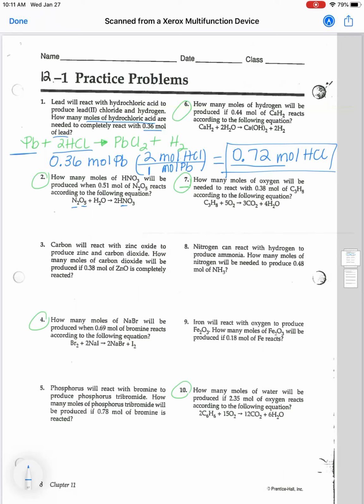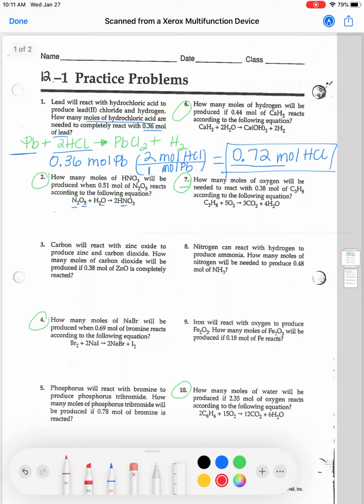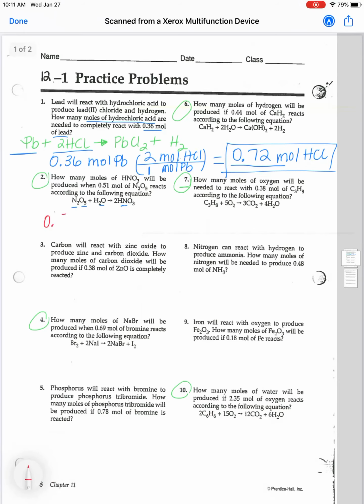Oxygen, I've got 5 plus 1 more, so that's 6. So then 2 times 3 is 6, so that's good. And then hydrogen, I have 2 on the left, and I have 2 on the right. All right, so that checks out well. Our equation is balanced.